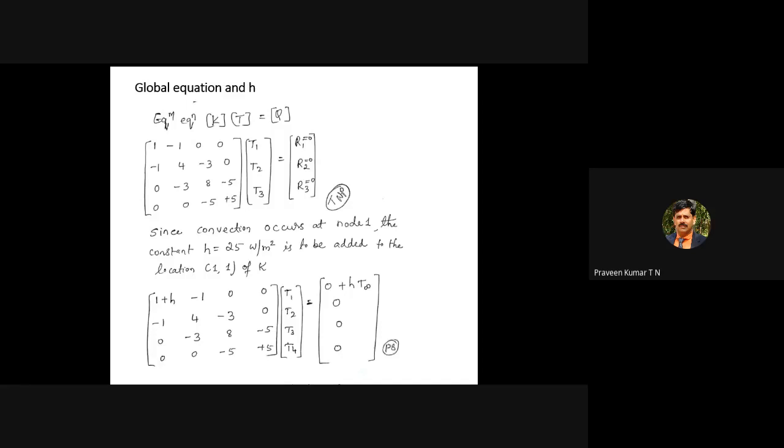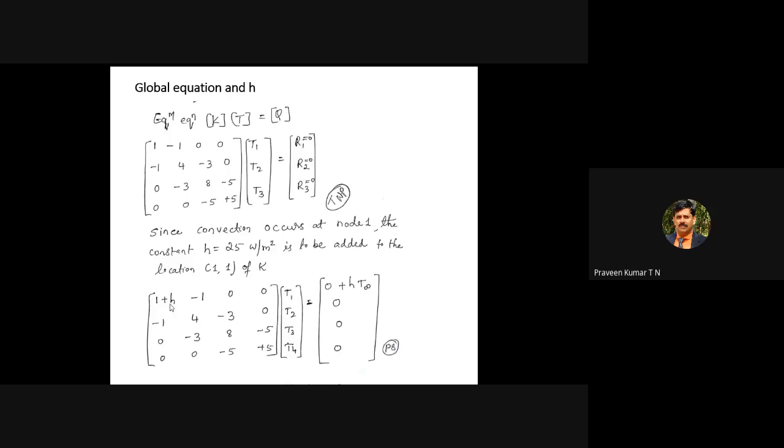But there is a convective heat transfer taking place at node 1. Hence, for the first diagonal element, you have to add the convective heat transfer coefficient. In your test also, if the second test is an online test, then you may expect such types of questions. Suppose convective heat transfer takes place at node 1 and the surrounding medium. H is added to the first diagonal element, or second, third, or fourth diagonal element, depending on the node. Here H is added to K11.